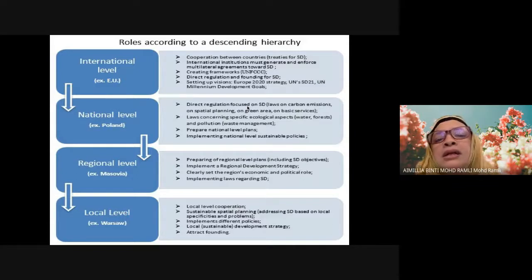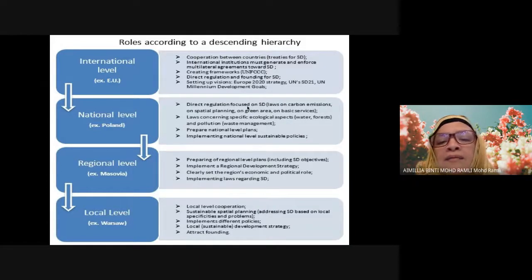So laws concerning specific ecological aspects: water, forest, and pollution waste management. This is the job of the countries to come up with laws to protect the environment. So prepare national level plans, implement national level sustainable policies. Okay, so many countries have come up with their own national level policies, and Malaysia is also coming up with its own policies and so on.